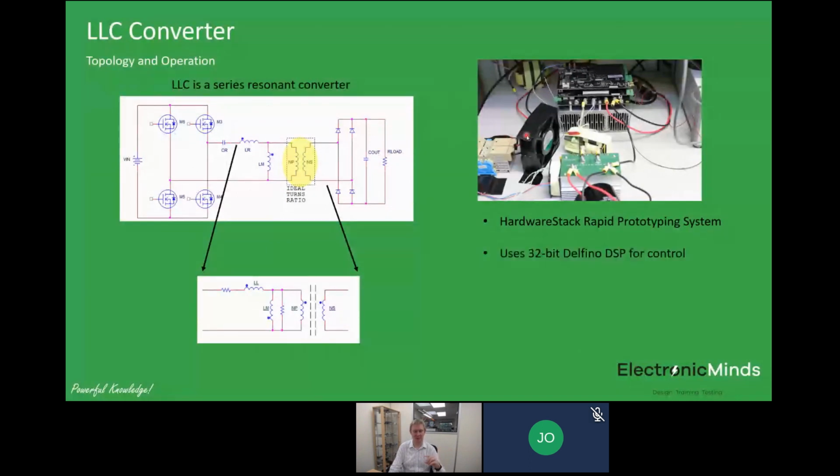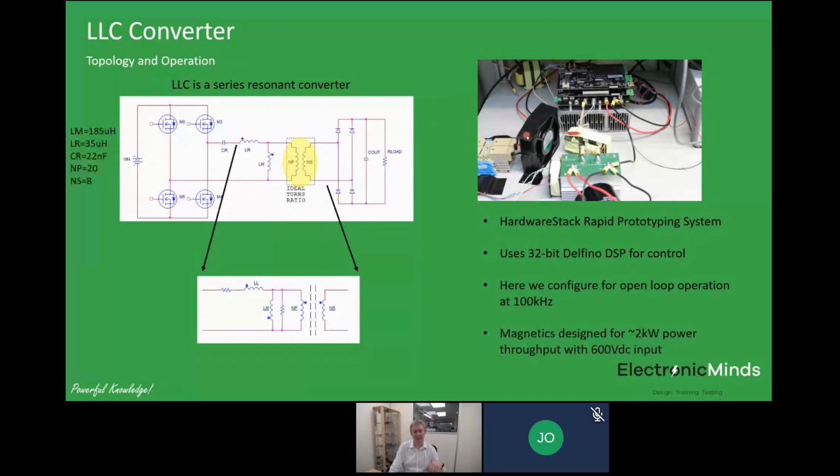This particular system uses a 32-bit Delfino for control, but it's running open loop. In most of the examples, you'll see us running at about 100 kilohertz, but we can change that frequency through CAN bus if we want to change the operating point of the converter. The magnetics we designed for 2 kilowatts, operating from a 600 volt DC link input. Now, for the more observant of you, you will have noticed that on the left-hand side of my screen, these parameter values just popped up out of thin air.